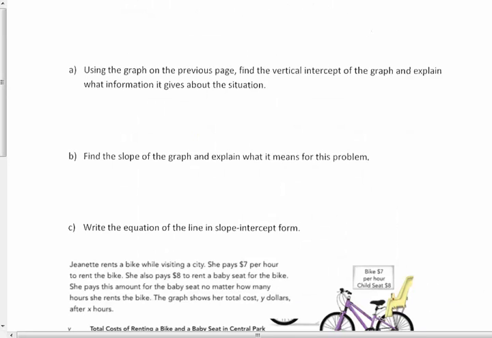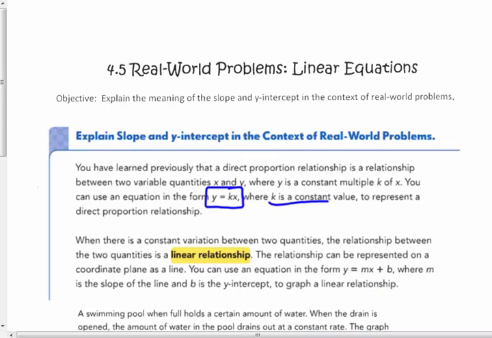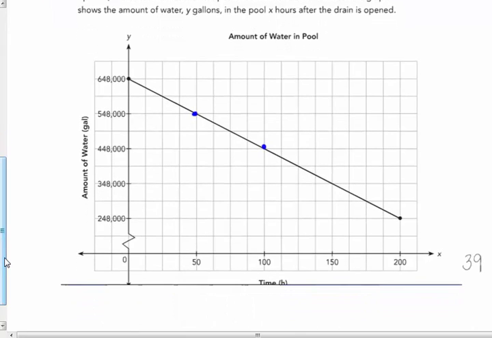Using the graph on the previous page, find the vertical intercept of the graph and explain what information it gives you about this situation. So let's go back to the graph. And the graph shows us the y-intercept. Here it is. The y-intercept b is 648,000 gallons. This is the number of gallons of water in the pool when it is full. So I'm going to write that in there.